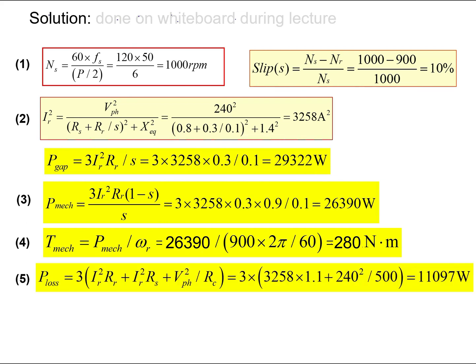The next parameter we are going to calculate is the power losses. Remember that the power losses are due to the losses in the rotor windings, the losses in the stator windings, and the iron losses. So if we combine all these three and multiply them by 3, because we want to have the total power, not only the single phase power, but the total power, we are going to get that value in watts.